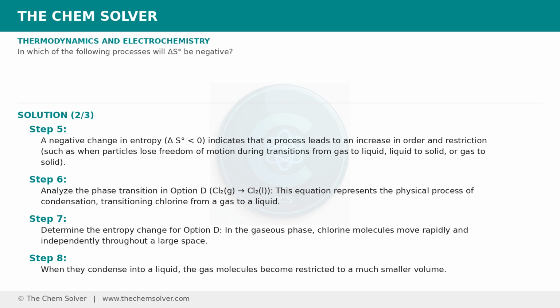Cl2 gas gives Cl2 liquid. This equation represents the physical process of condensation, transitioning chlorine from a gas to a liquid. Determine the entropy change for option D. In the gaseous phase, chlorine molecules move rapidly and independently throughout a large space. When they condense into a liquid, the gas molecules become restricted to a much smaller volume.